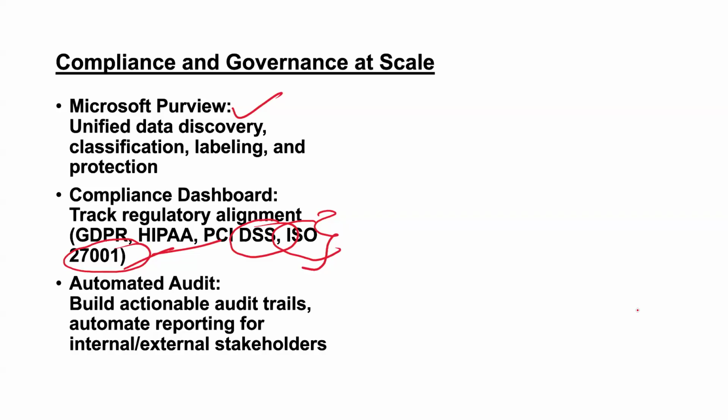Automated audits is something that comes with the reporting team. Basically, we will look into the reporting part, for internal and external stakeholders. People will ask, we are spending this much amount, so what are you doing? In that regard, this platform plays a major role. That is Microsoft Purview.